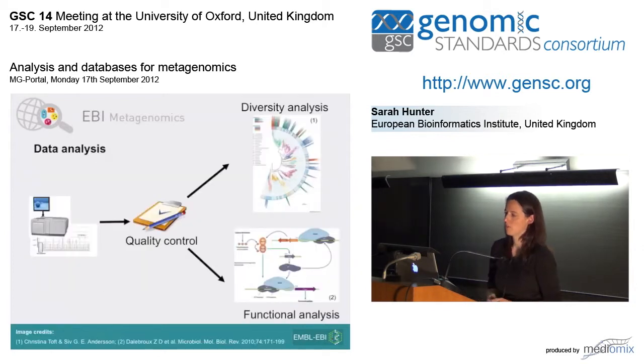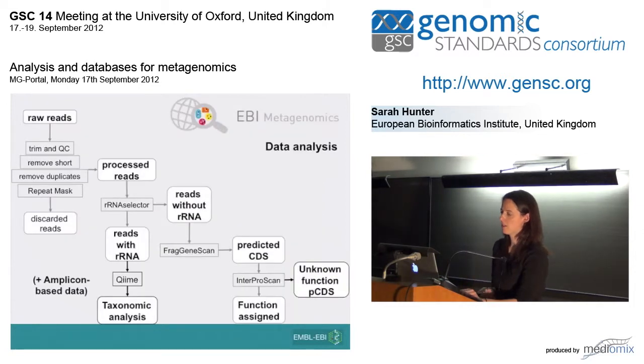Just to give a bit of an overview of the type of analysis that we do on the samples. Essentially there's two main things that you want to do. You want to do diversity analysis of the taxonomy, but also functional analysis of what the communities in the samples are actually doing. We have a pipeline that's using a lot of quite standard, I would say, components to do predictions of RNAs, coding sequences, and what the functions are, and also to do taxonomic analysis.